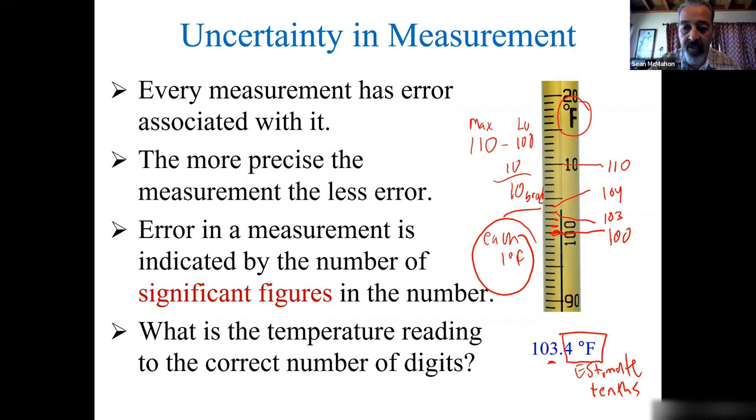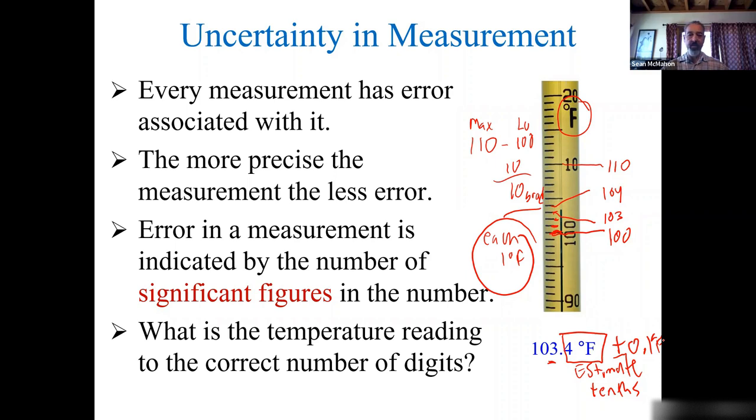Now, because there's a level of uncertainty at the 10th place, why? Because the graduation's at the 1. A lot of times you'll see afterwards plus or minus 0.1 degree Fahrenheit to show that really this measurement could be 103.3 or 103.5. So that's why a lot of times you see that level of uncertainty, the plus or minus symbol followed by a number in measurements.